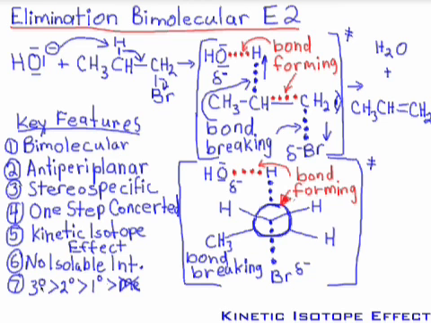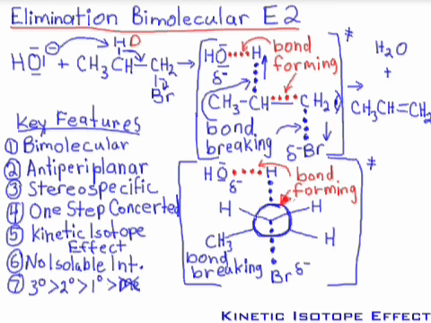Well, you could measure the rate of the reaction for the formation of propene from propyl bromide. Then you could repeat the reaction, but this time, instead of using a hydrogen, removing this hydrogen, replace the hydrogen with a deuterium. Remember, deuterium is a hydrogen that has a neutron.